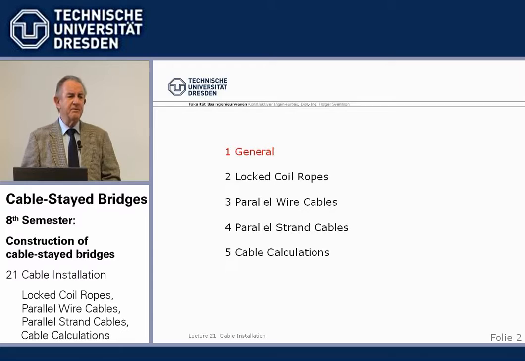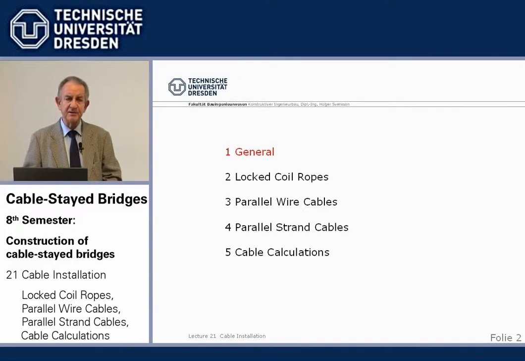You hopefully remember two lectures in the last semester where I lined out the different types of stay cables, their makeup and fabrication and so on, and we will come back to these different types now. We have the locked coil ropes and the parallel wire cables, both of them shop fabricated, so they come as a complete unit to site and are installed as a complete unit.